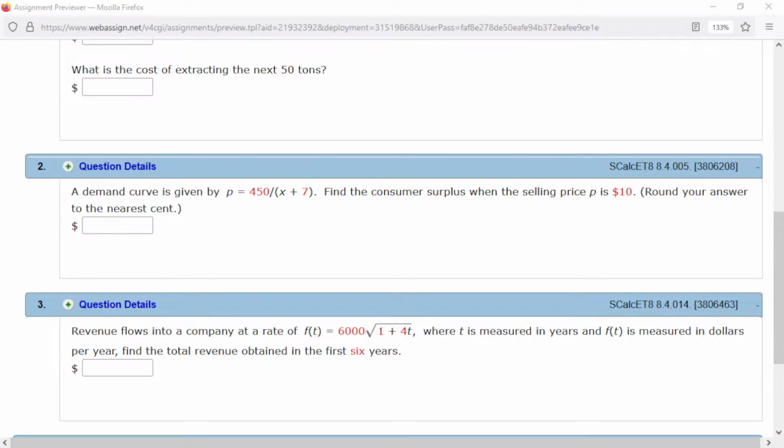Okay. Well, yeah, I should have this over here. Well, I'll just put this up here.